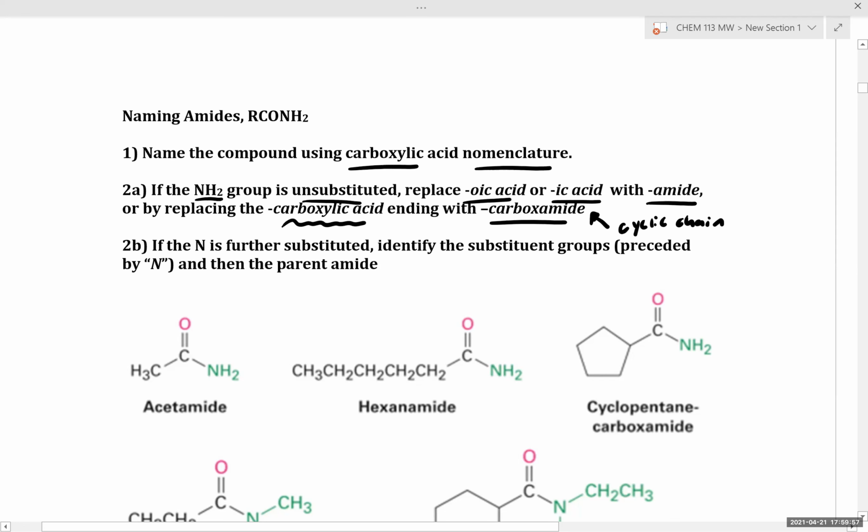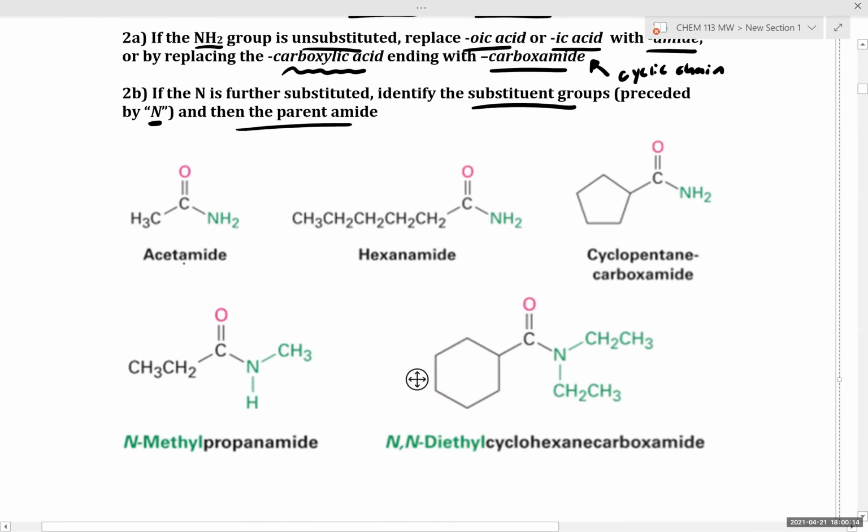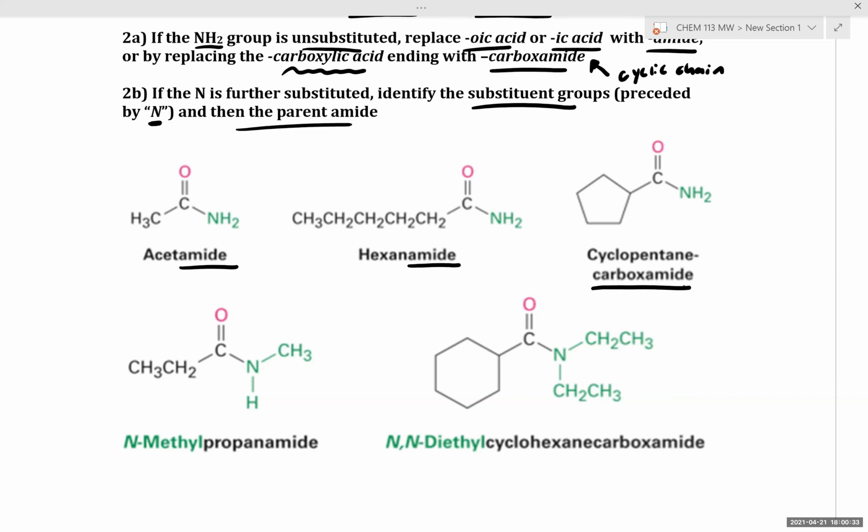If the nitrogen is substituted, you identify the substituent groups using the locant letter N, and then you name the parent amide. So for example, acetamide is derived from acetic acid. Hexanamide is derived from hexanoic acid. Cyclopentane carboxamide is derived from cyclopentane carboxylic acid. Does that initial idea make sense?